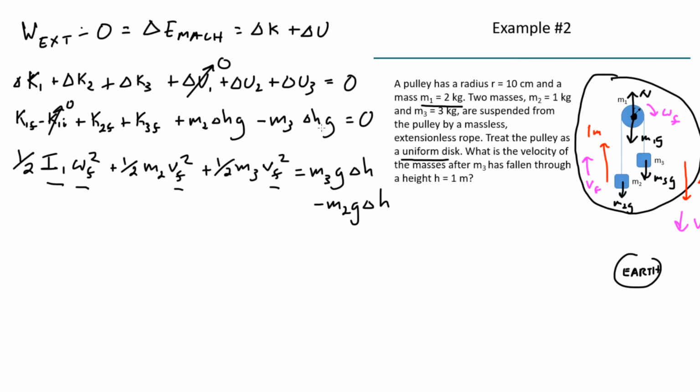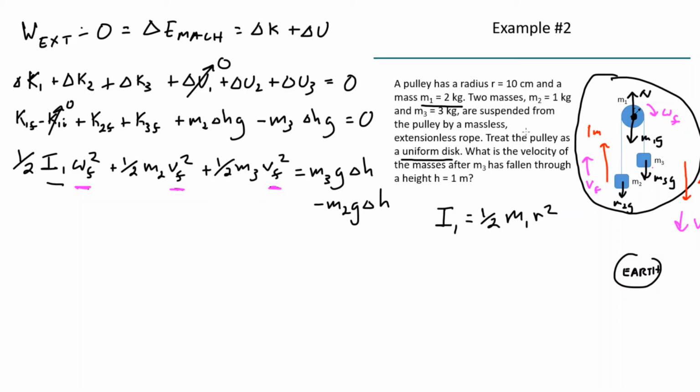a uniform disk. So I know that I1, a uniform disk, has a moment of inertia 1/2 M1 R squared. That's just a formula I can look up in the book, the moment of inertia of a uniform disk. Okay, so I1 equals 1/2 M1 R squared. But I still have these 2 unknowns. I don't know omega final and I don't know V final.